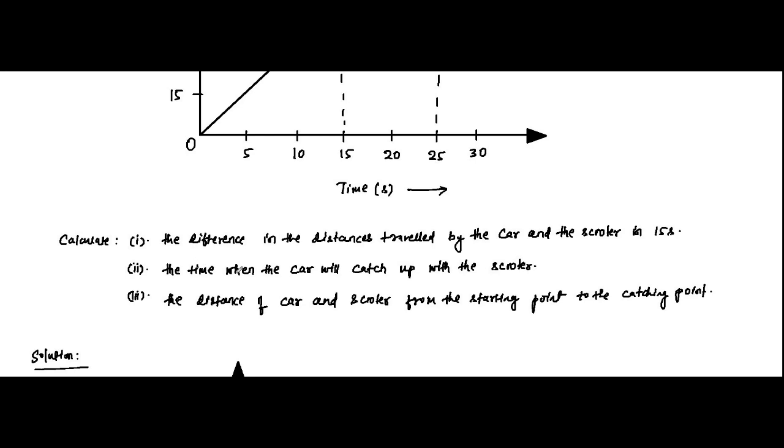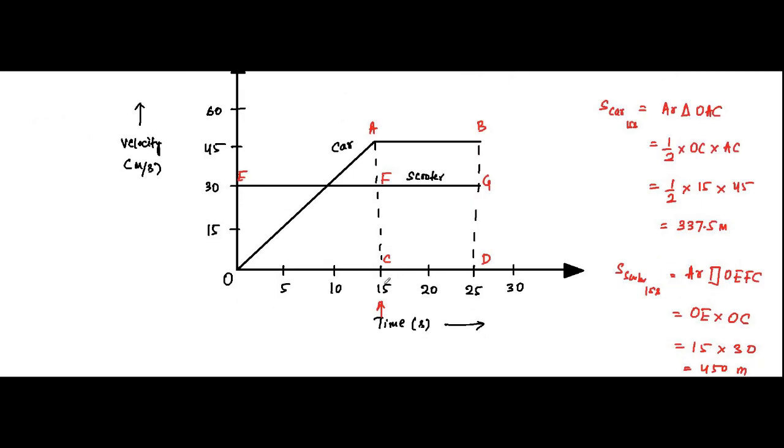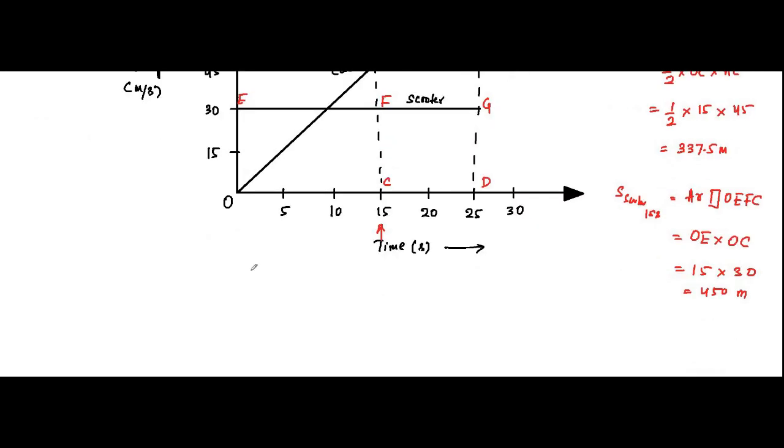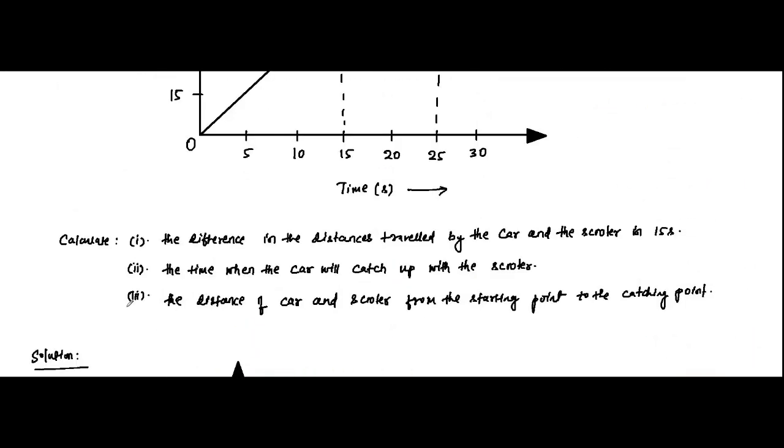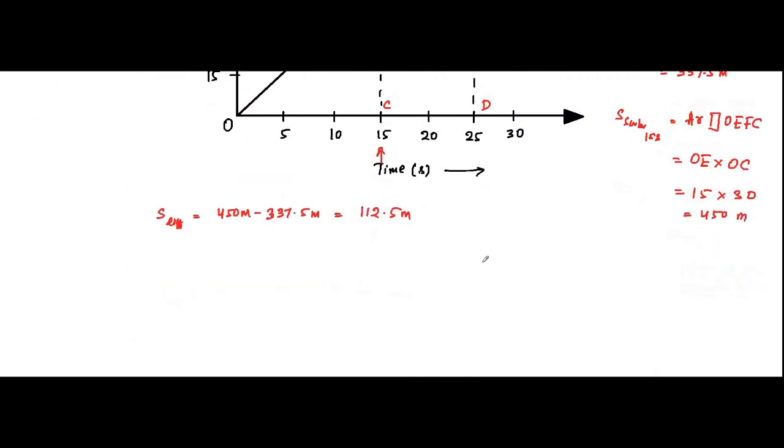Then it has been asked the time when the car will catch up with the scooter. Okay, so here we'll take this 15 second point. At t equals 15 seconds, the difference in the position or the distance covered by the car and the scooter is the S difference, that is equal to 450 meters minus 337.5 meters, that is equal to 112.5 meters. This is the difference in the distance traveled by the car and the scooter at t equals 15 seconds for the first bit.